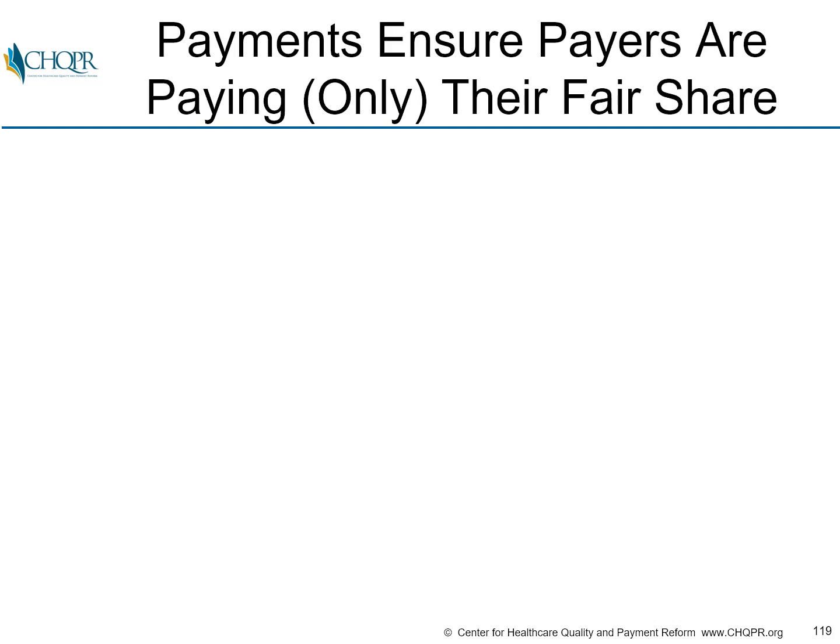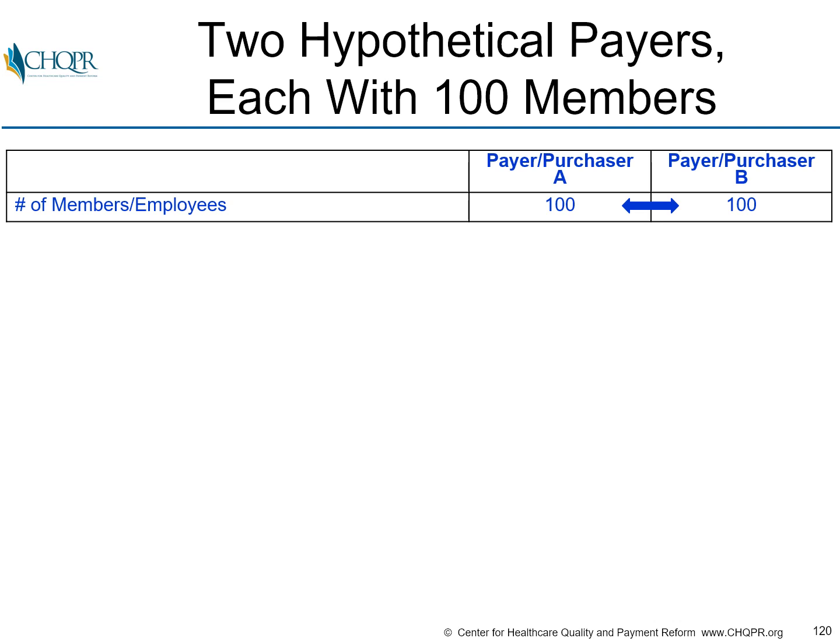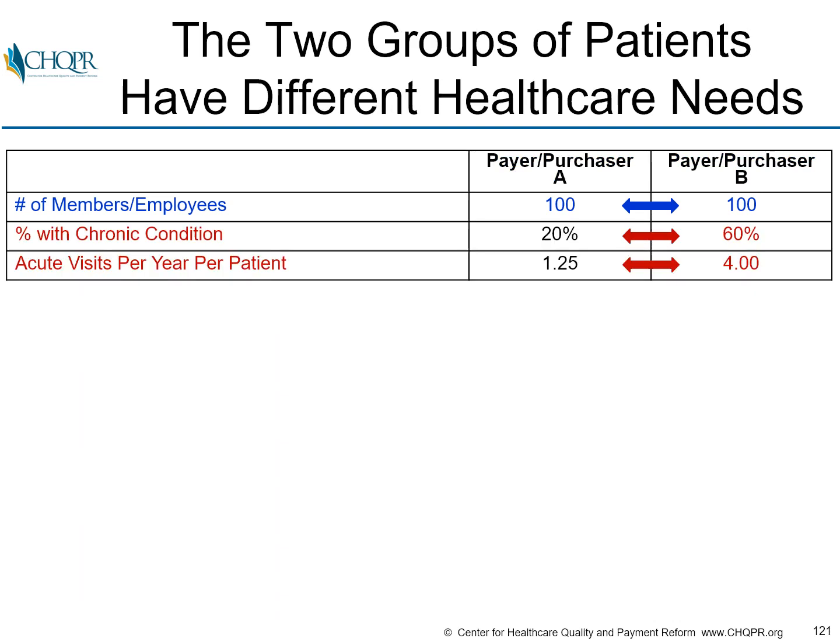Patient-centered primary care payment also ensures that payers are paying their fair share of the cost of primary care, but also no more than their fair share. For example, let's take two hypothetical payers or employers, each with 100 patients who are receiving care from a primary care practice. A higher percentage of the patients insured by payer B have a chronic condition, and they also have more frequent acute problems unrelated to their chronic condition.